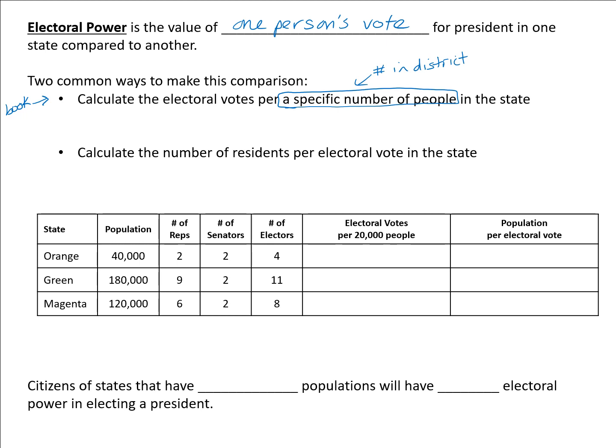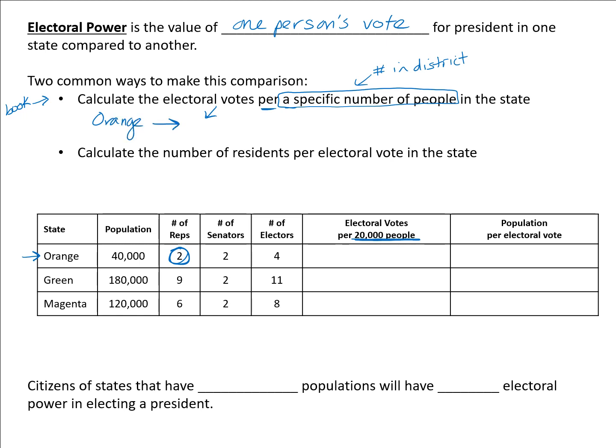Let's use the fictional country with 3 states, orange, green, and magenta, that we had in a previous example to look at this calculation. So for the state of Orange, we're looking at the electoral votes that the people in that state have per a specific group of people. In this country, there were 20,000 people in every congressional district. So the state of Orange, which had a population of 40,000, had 2 representatives because they had 2 groups of 20,000 people.